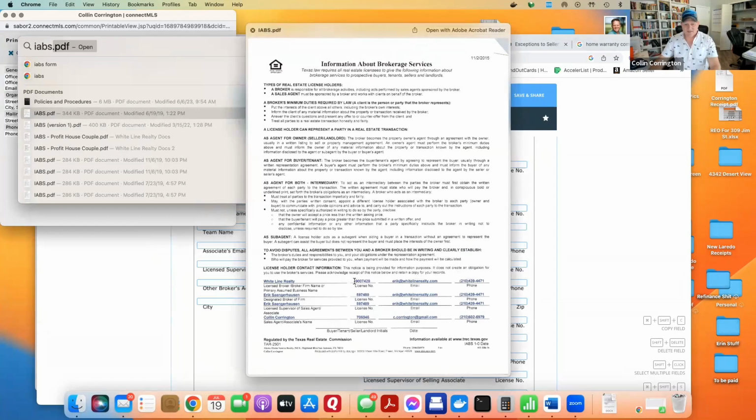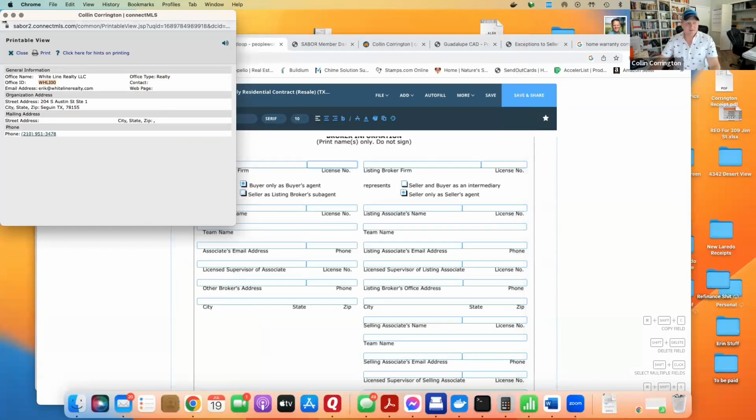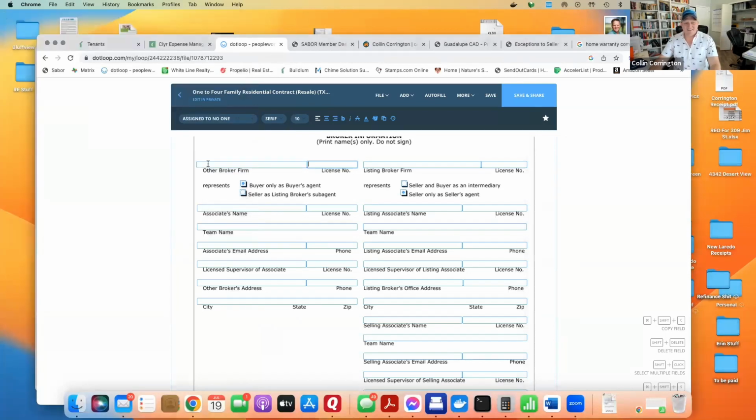Our license number, guys, is 900-7429. Okay. Colin, where do we find that? It's really kind of a pain to find that number because that is our firm's number. What did I say? 7429, I think.